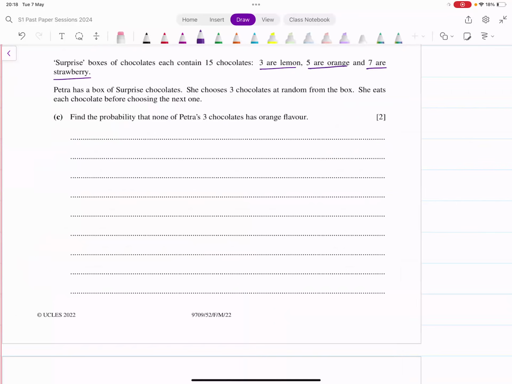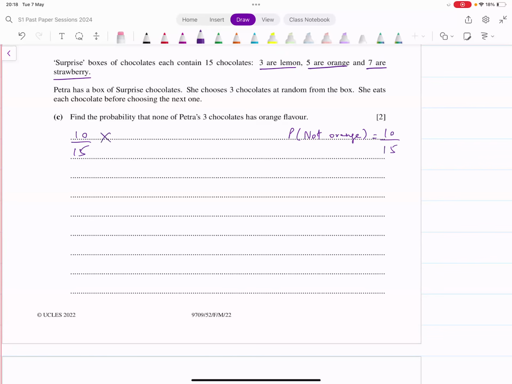Now she has one box and that has these chocolates in it. She chooses 3 chocolates at random. She eats each of them before taking out another one. Find the probability that none of the chocolates that she chooses has an orange flavor. What's the probability of not selecting a chocolate with orange flavor the first time? There are 15 chocolates in total. Probability of getting an orange chocolate is 5/15. What about the probability of getting a chocolate that's not orange? 10 out of 15.